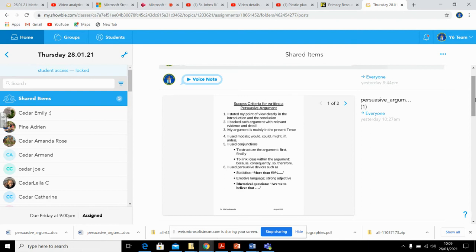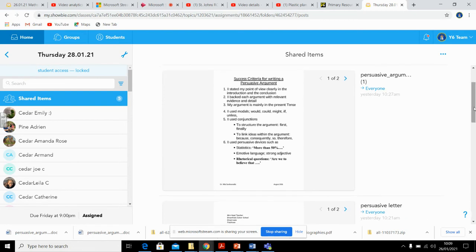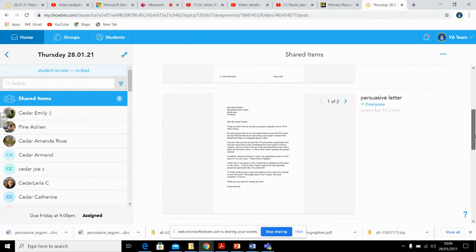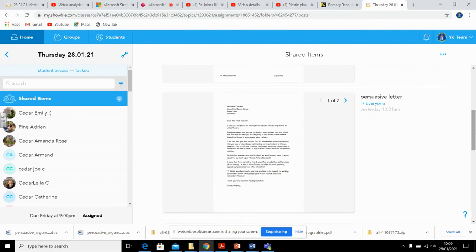Okay, so today you're going to be actually writing. Below, to help you, you have a success criteria for writing a persuasive argument, with suggestions of things that you could do to make your piece of writing more persuasive. You've also got an example of a persuasive letter. This one's about persuading a head teacher to take a class to Alton Towers, but it's still the same sort of thing, where the arguments are well developed and the cohesion is good, so the way that the paragraphs are linked together. So you can have a look at that example.